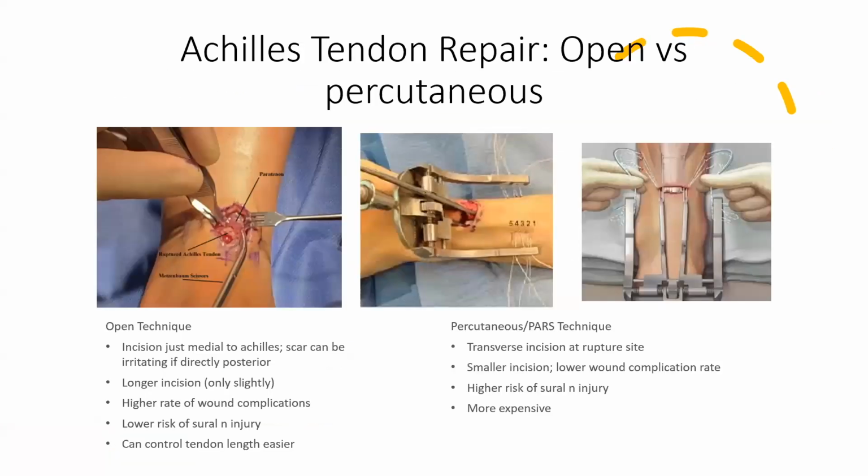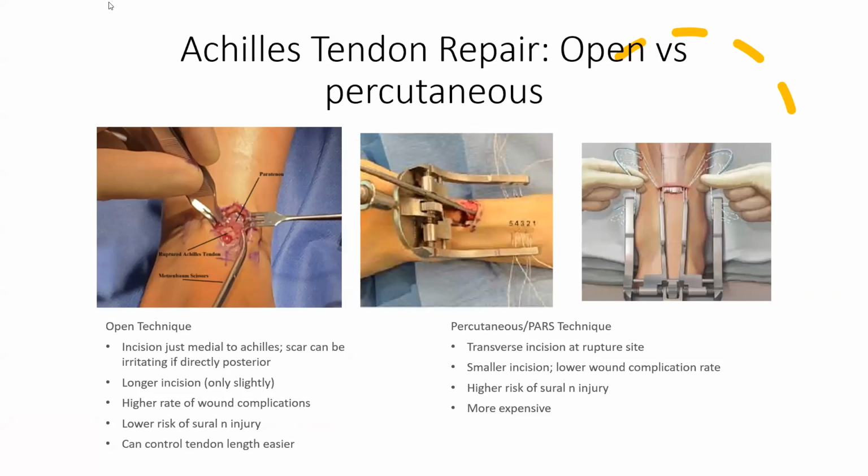This goes through what an open repair versus a percutaneous repair looks like. The open repair is on the left. Typically, a 3 or 4 centimeter incision is made just medial, or just to the inside, of the Achilles tendon. The reason why is you don't want the scar to be directly over the back of the Achilles. It can irritate patients and irritate with shoe wear and things along those lines.